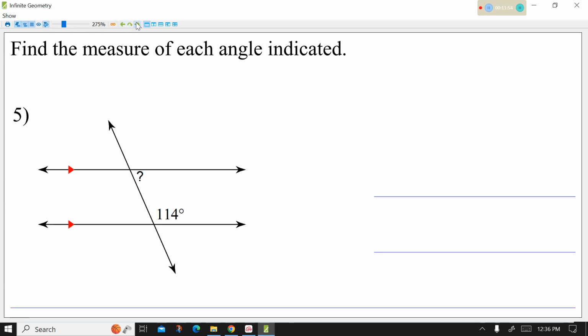Okay, we'll go to number 5 now. So for number 5, we want to look at the same side interior angles. So these ones have to add up to 180. So we'll need 66 to be right there.